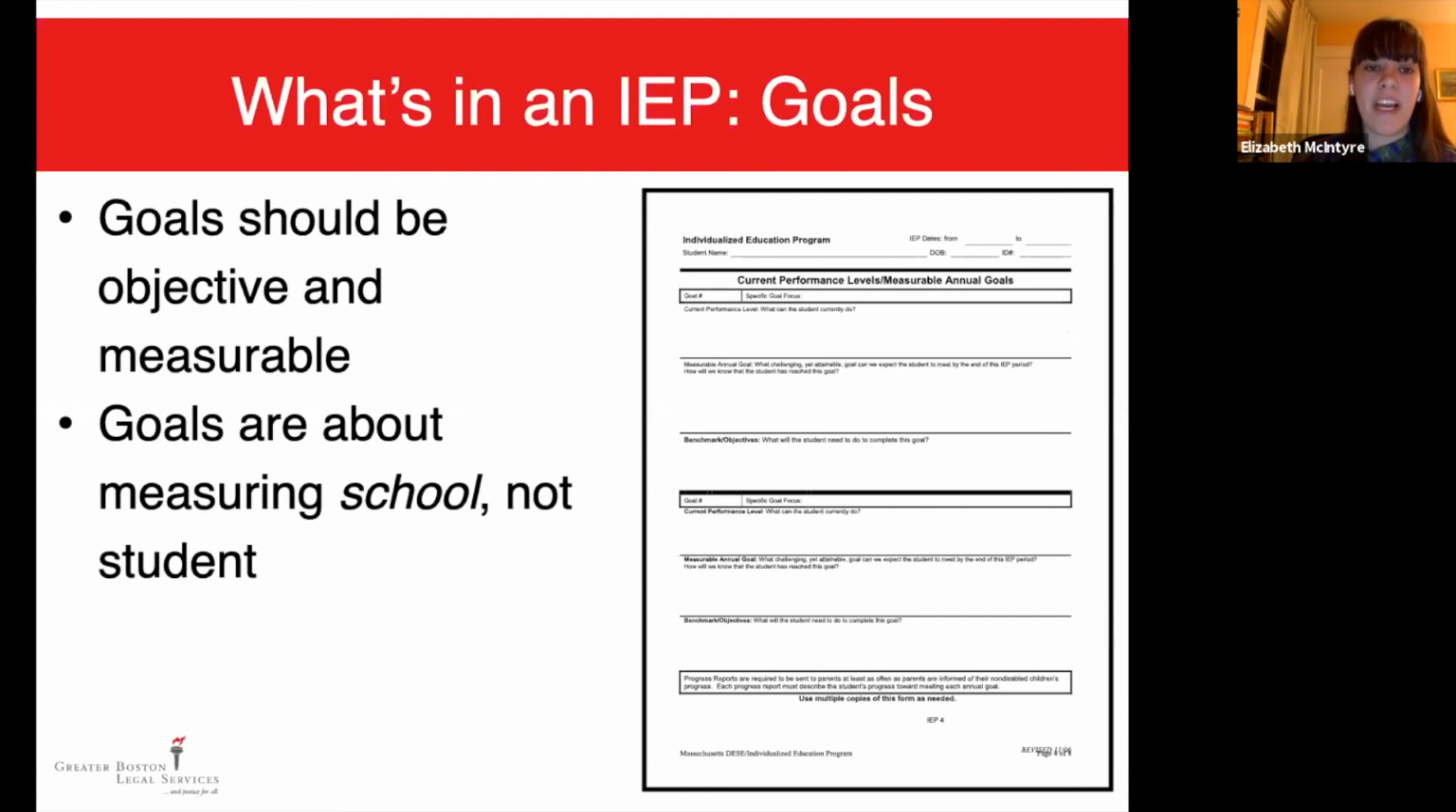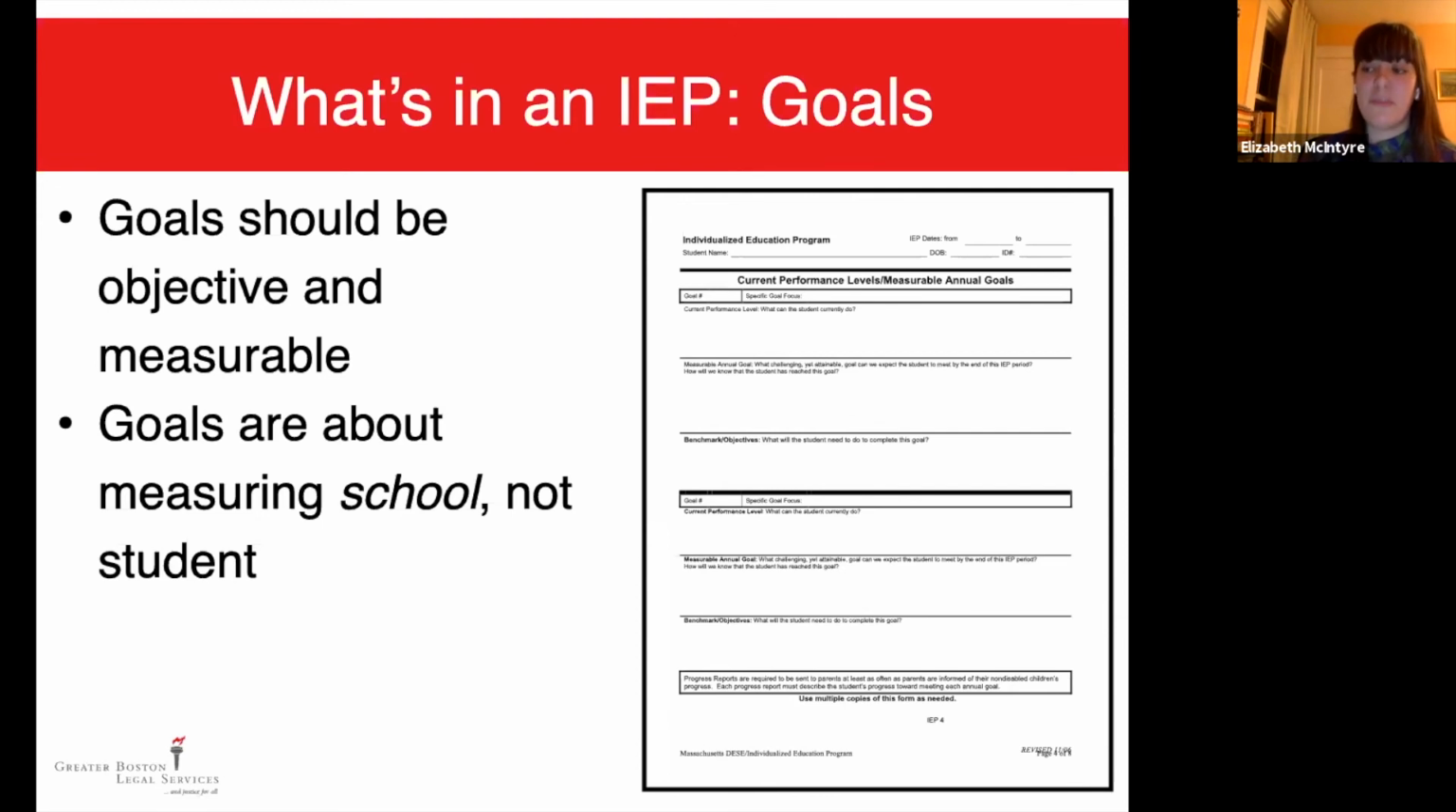An important thing to keep in mind about goals is they are not about measuring your kid or the student. They are about measuring the school. These goals say, okay, if we provide the services that we say we will provide and the accommodations and the specially designed instruction, then I think this student should be able to accomplish this particular thing by the end of this year. And if they can't, then that means we, the school, have done something wrong. There's some problem. We were wrong. And so it's important to remember this is really about measuring the school. It's not about making sure the student can do it.